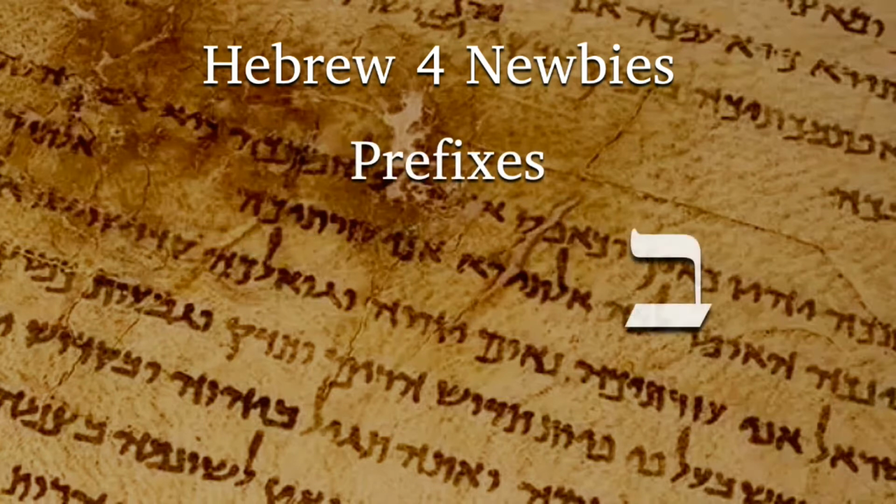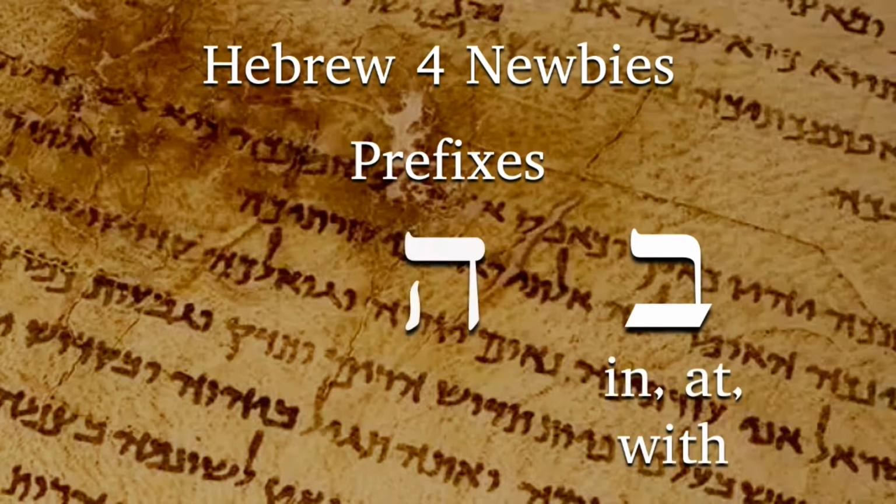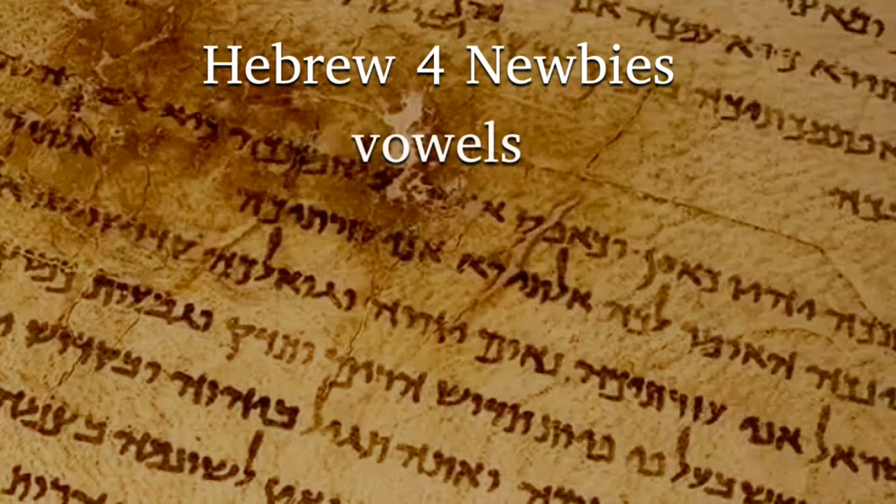So, let's review. Remember our prefixes we've learned so far? The letter Bet means in, at, or with. Letter Hey was hey, or the. And the letter Vav, it was like a nail connecting things, so it's and. So just a reminder.